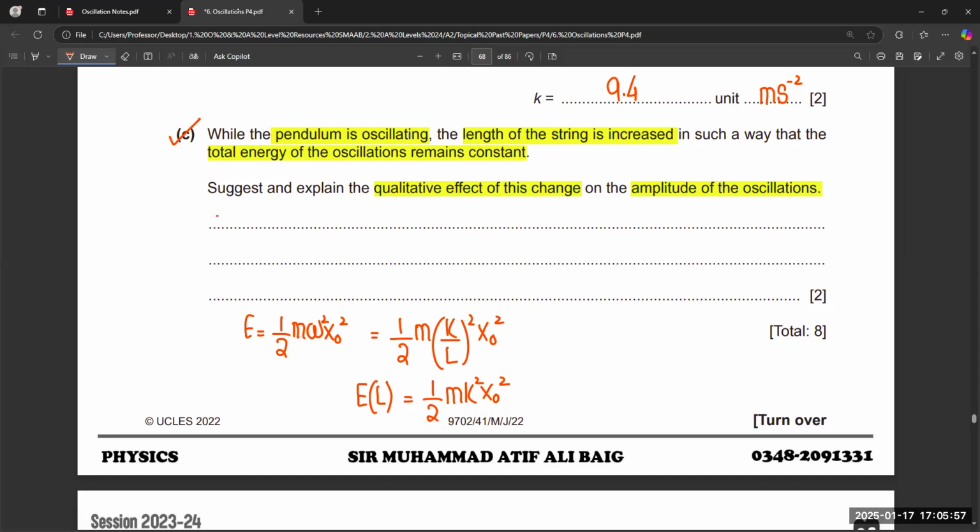So we can say increasing length increases amplitude. We also use this equation as a reference, and we know omega decreases. All right. So this is the reference with the help of which we can explain this idea easily, right?